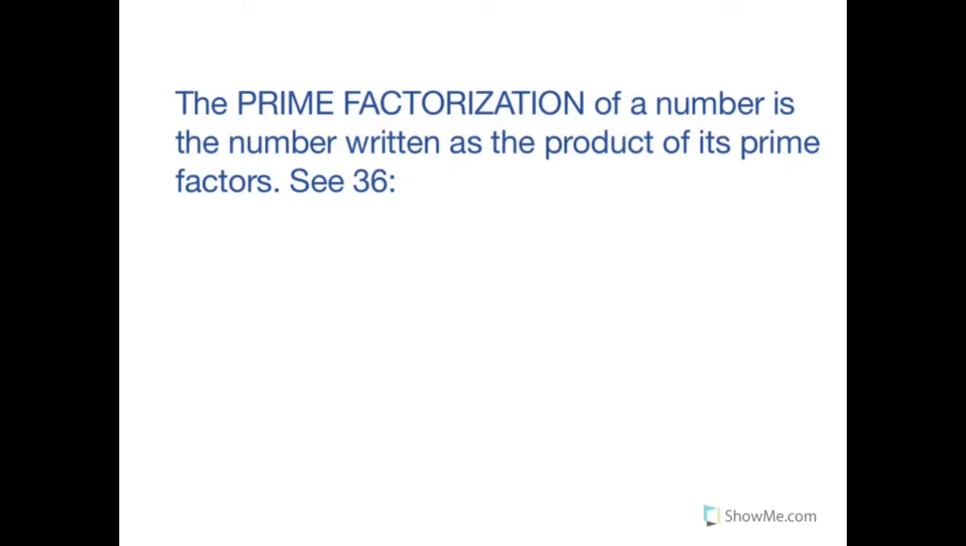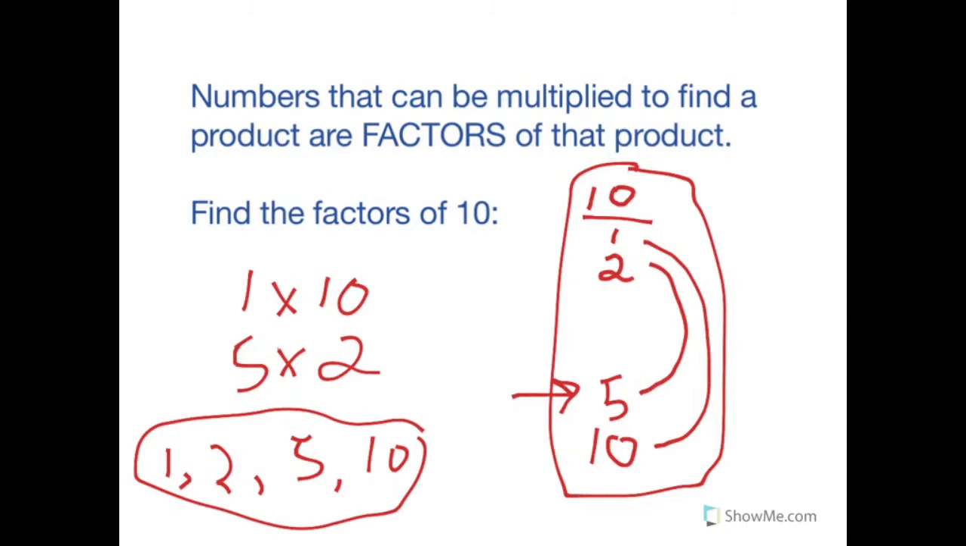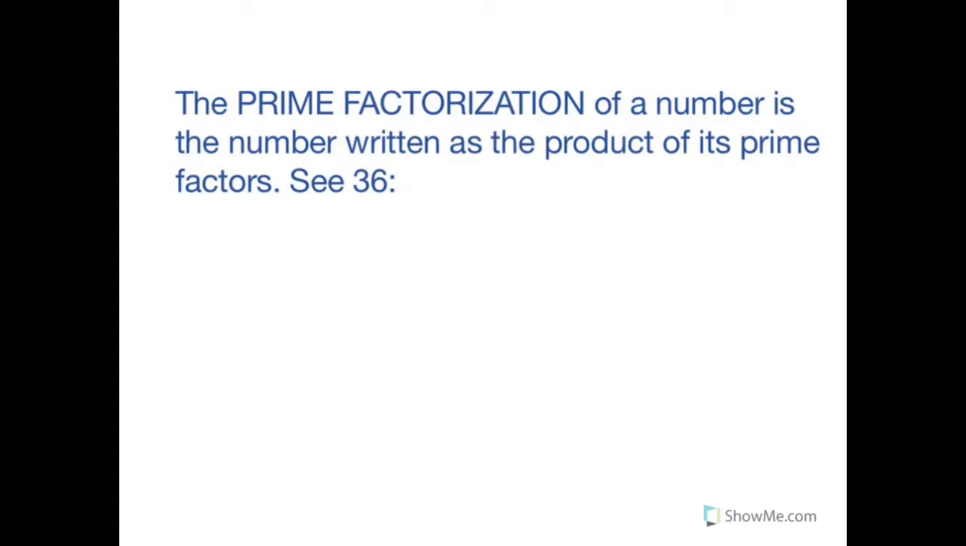Prime factorization of a number is the number written as the product of its prime factors. So, for example, I'm going to go back a page. These are all factors of 10, but these are not all prime numbers. So let's look, just for an example, at 36. And this is an example that's in our books. I'm going to write the number 36. This is a factor tree. You could pick any of the factors to start with. Let's say 3 and 12.